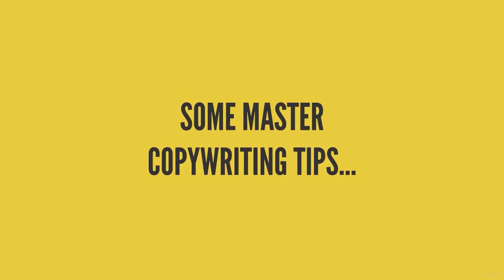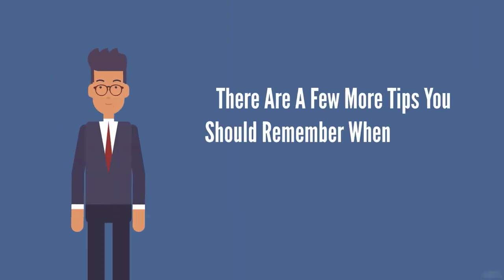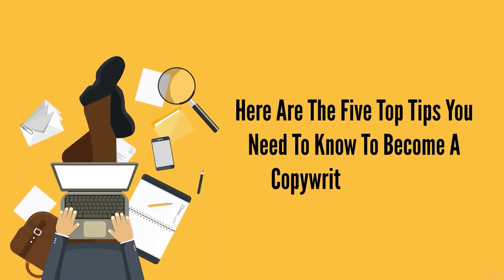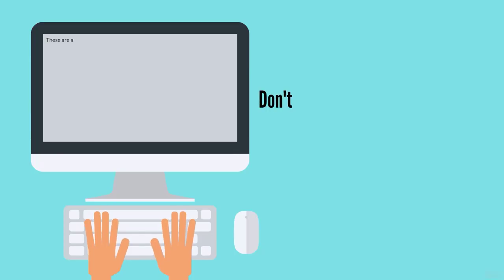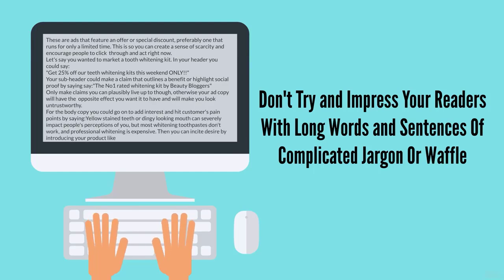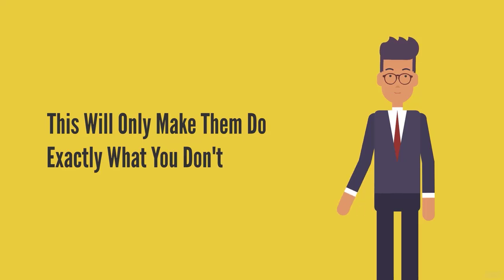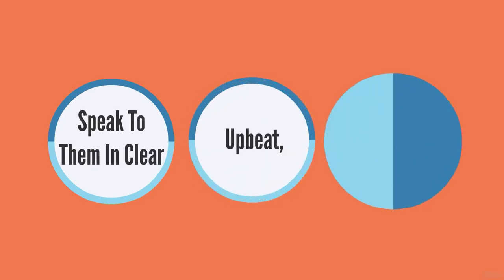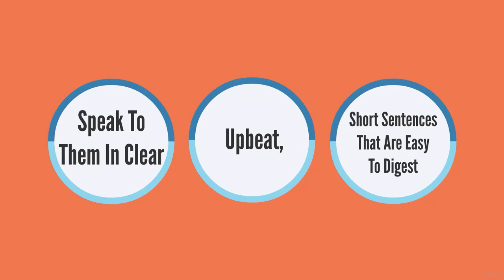Some master copywriting tips. Here are a few more tips you should remember when it comes to creating great copy everyone wants to read. Here are the 5 top tips you need to know to become a copywriting master. 1. Write short. Don't try and impress your readers with long words and sentences of complicated jargon or waffle. This will only make them do exactly what you don't want and will push them away. Speak to them in clear, upbeat, short sentences that are easy to digest.